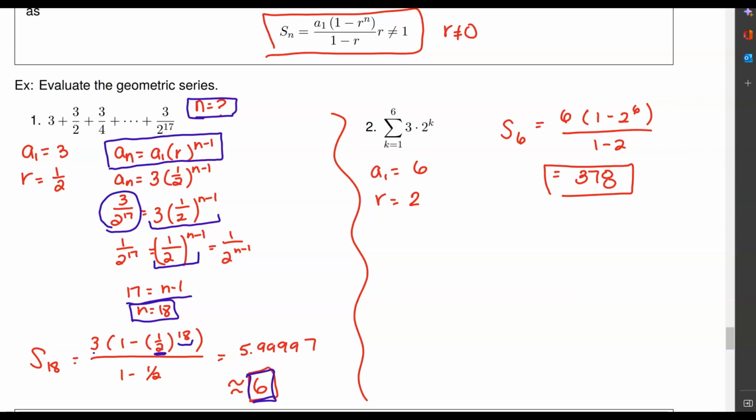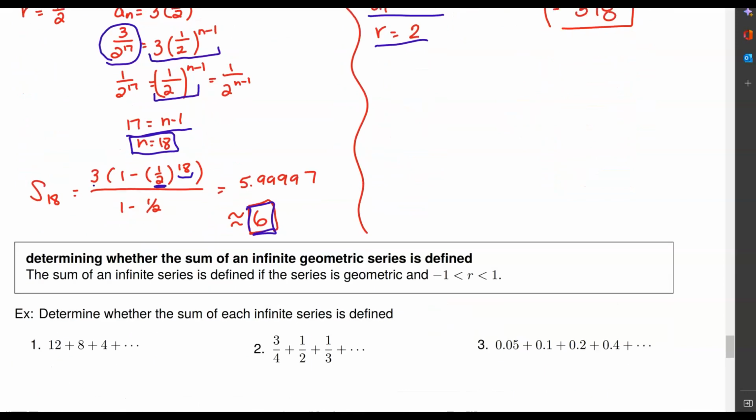For the second one here, this one's a little bit more straightforward. We know that our first term, by plugging in 1, we get 6. We can see that the rate is 2. So we go ahead and plug that into the sum, and we find out that the total is going to be 378.